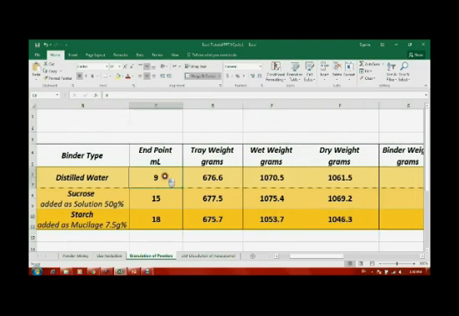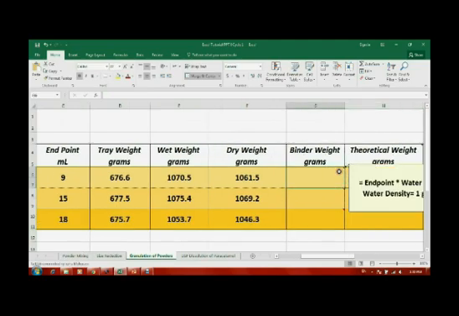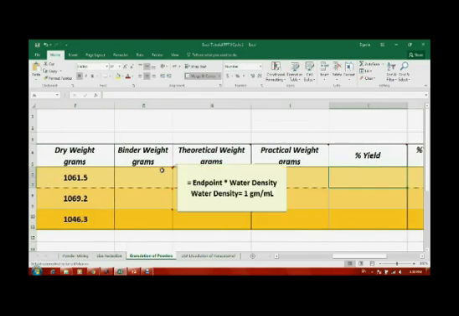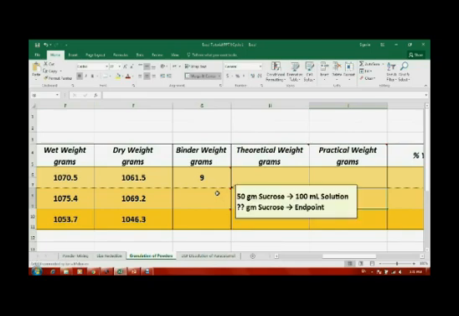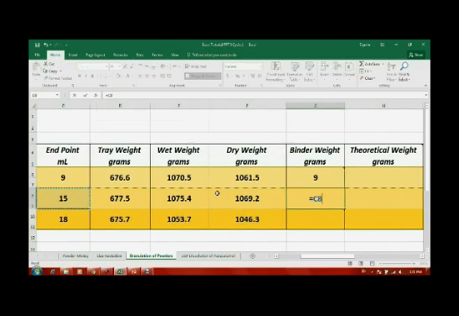The first step to calculate the percent yield per unit mass is calculating the binder weight, and this will differ based on the binder. For water, the binder weight is equal to the endpoint, the volume used of water, times the density of water. While for sucrose, this will depend on the concentration of the sucrose solution we prepared. As you can remember, each 100 ml of the sucrose solution contains 50 grams of sucrose.